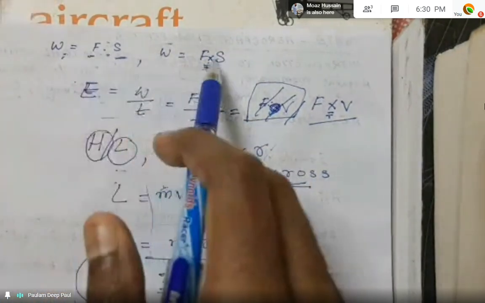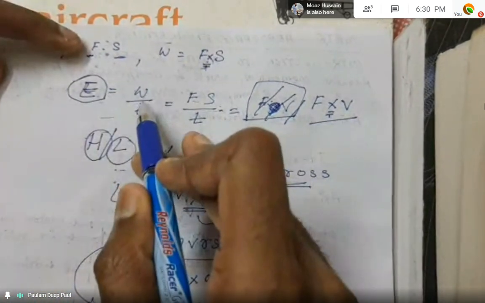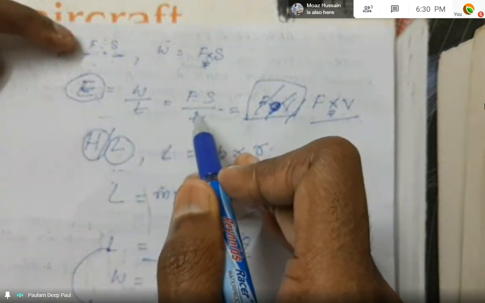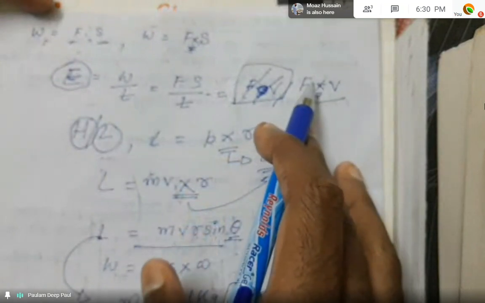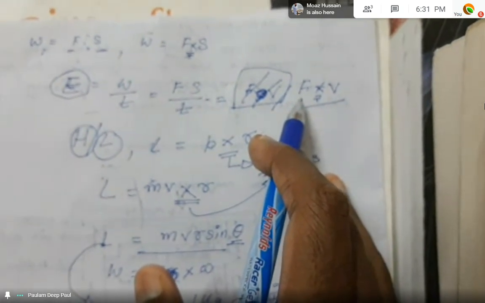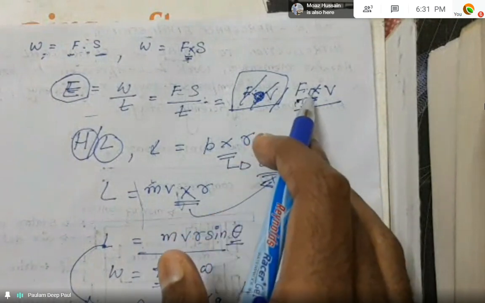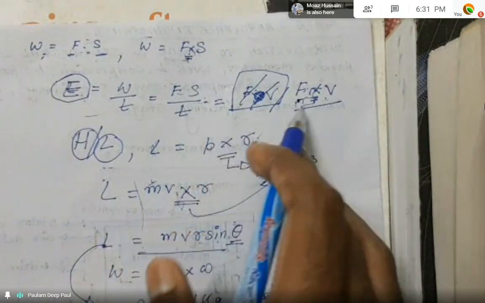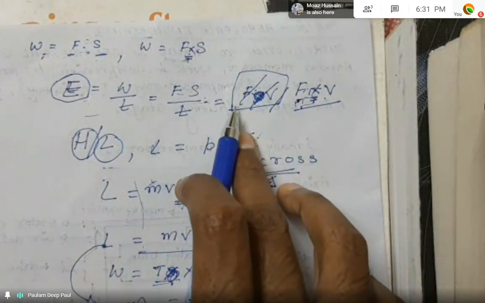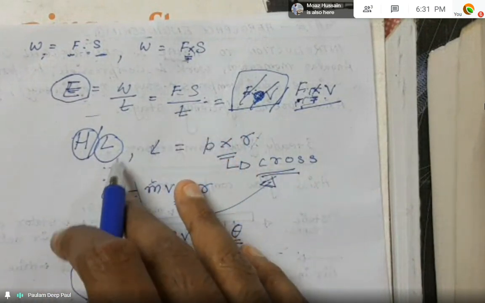Now, work done is equal to force into displacement, and if we take energy, we'll use work done per unit time, that is force multiplied by displacement upon time. That gives us force multiplied by velocity. This is one concept that we'll keep in mind for now, and we'll see how we are applying it to the axial compressors and subsequently centrifugal compressors as well.